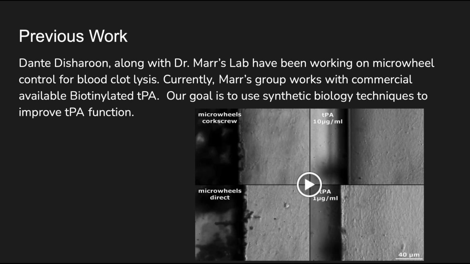Dante Disharoon, along with Dr. Mar's lab, have been working on microwheel control for blood clot lysis. Currently, Mar's group works with commercially available biotinylated TPA. The binding method currently used is nonspecific, leading to inactive TPA binding to the microwheels. Our goal is to use site-specific binding to improve the functionality of TPA.